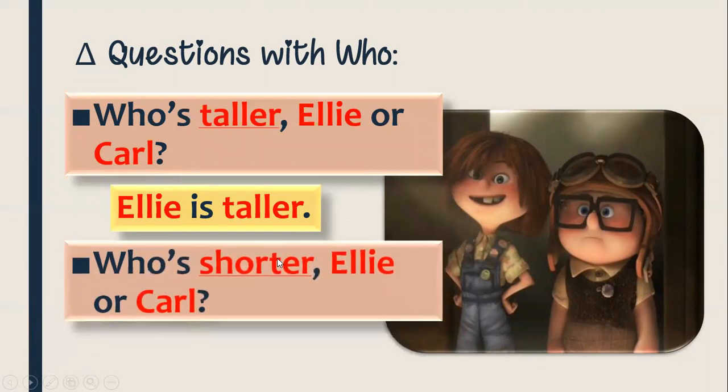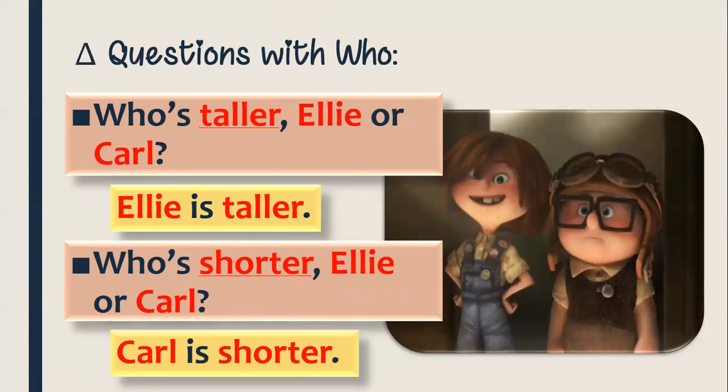But what about the second question? Who's shorter, Ellie or Carl? In this case, look here this word. Look this adjective. So if we see the first question, that adjective changed. In the first question, we use taller. But in the second question, we use shorter. Who's shorter? Ellie or Carl? In this case, we have that information in this picture. So the answer is Ellie is shorter.